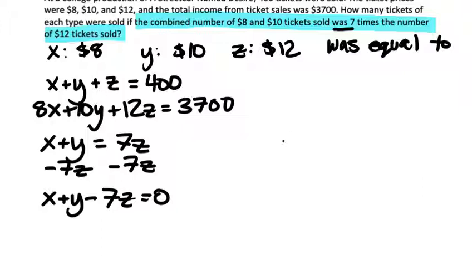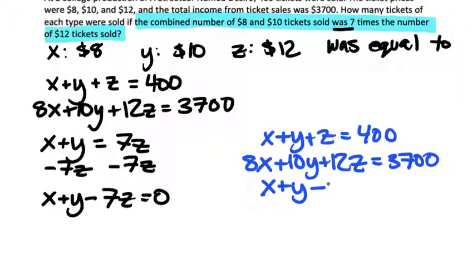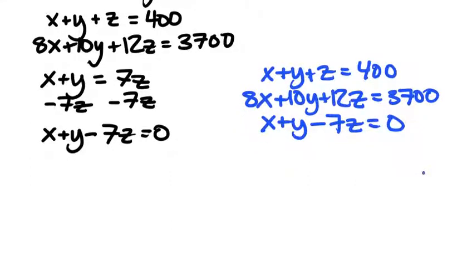So altogether, my three equations, I'm going to rewrite them. We have x plus y plus z equals 400. We have 8x plus 10y plus 12z equals 3,700. And we have x plus y minus 7z equals 0. So now we need to solve this system in order to find the numbers for x, y, and z.